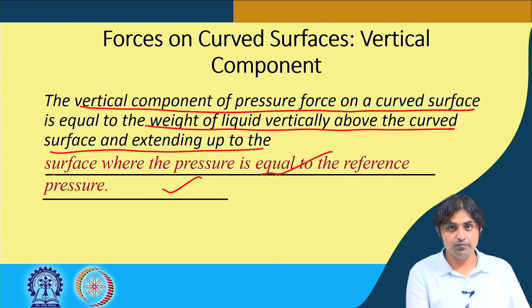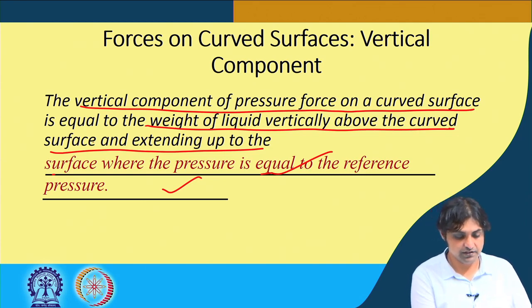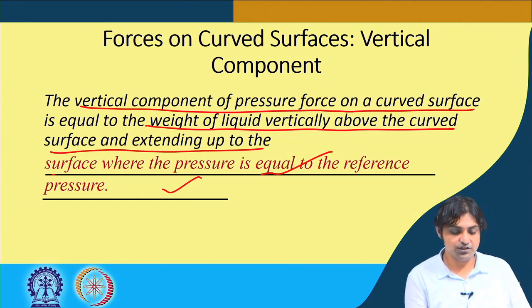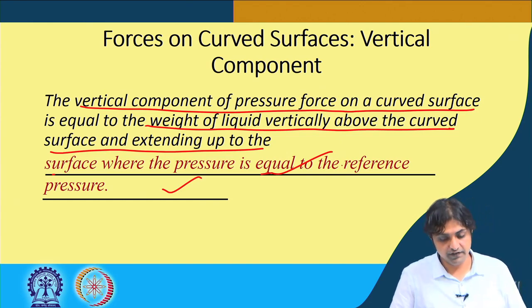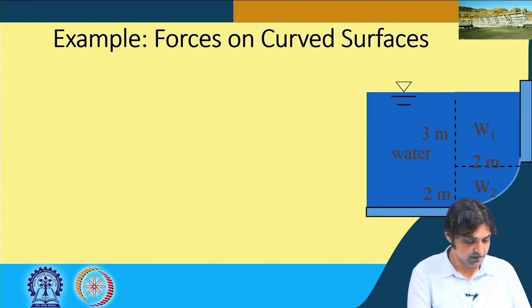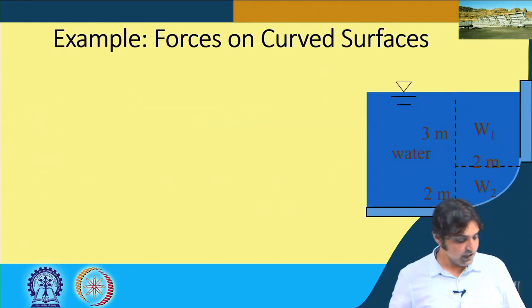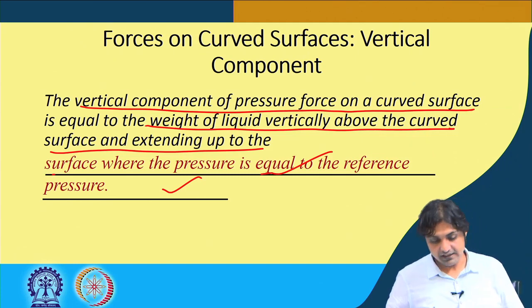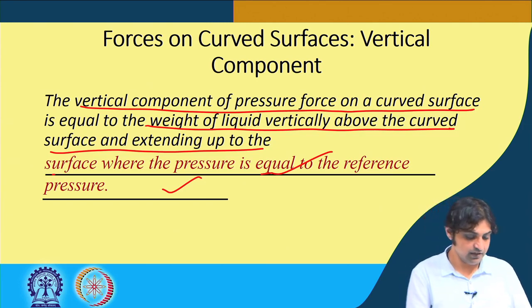So the vertical component of the pressure force on a curved surface is equal to the weight of the liquid vertically above the curved surface, and extending up to the surface where pressure is equal to the reference pressure. So that means up to the free surface in our case. Okay, so we will understand this particular part using a solved example. This is pretty simple to understand.